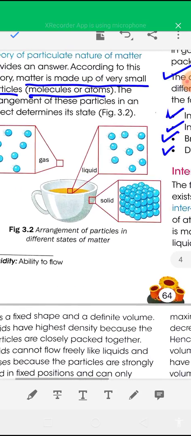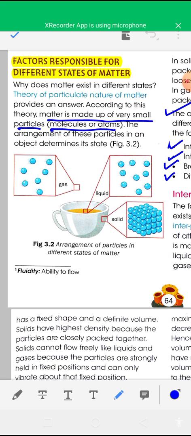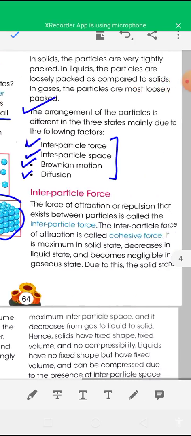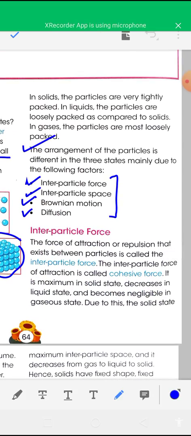Okay, from this diagram, figure 3.2, it is clear that in the solid state of matter particles are very closely packed, and in the gaseous state the particles are far apart from each other. So in solid state particles are very tightly packed, in liquid state the particles are loosely packed as compared to solid, and in gaseous state particles are most loosely packed.